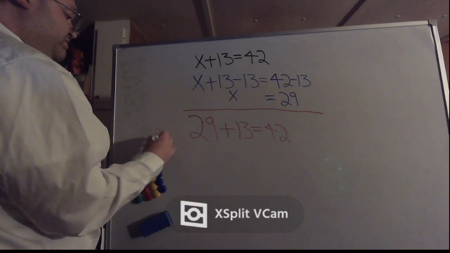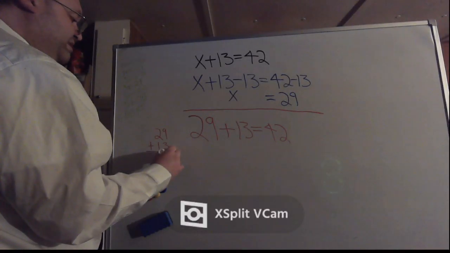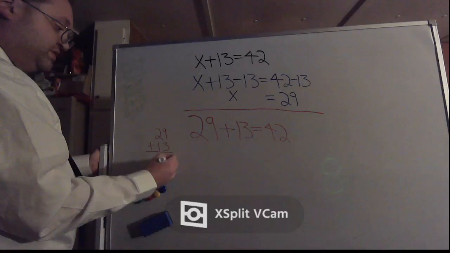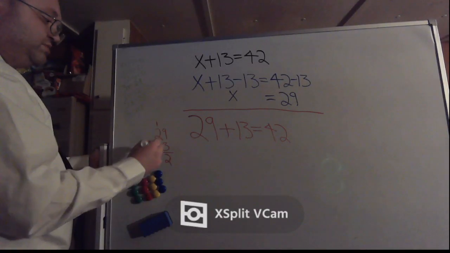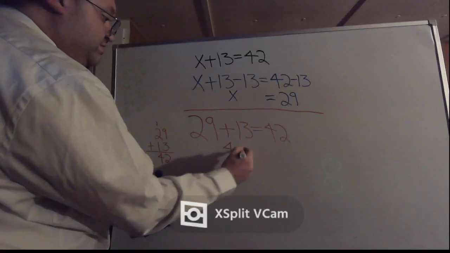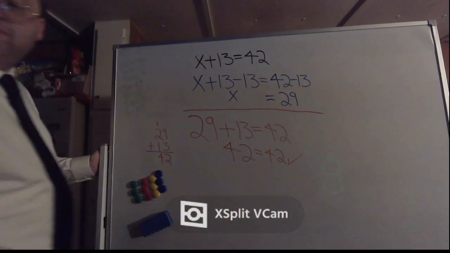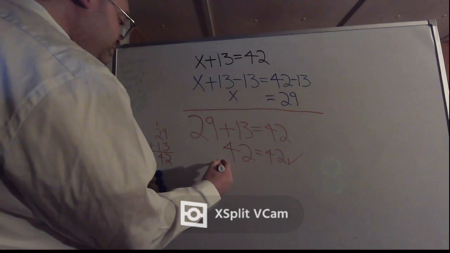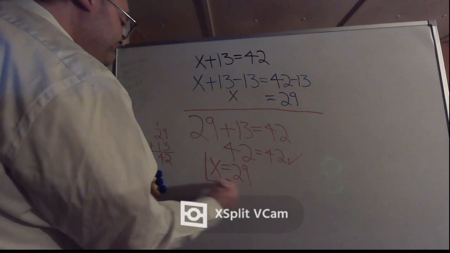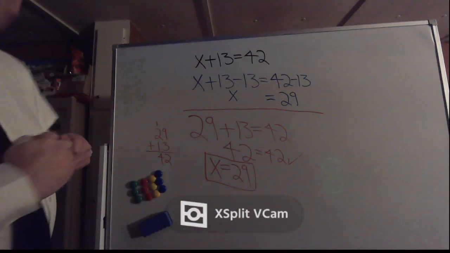I'd work that out on the side, 29 plus 13. Do your addition problem on the side of the piece of paper or a scrap piece of paper. 29 plus 13, 9 plus 3 is 12. Carry the 1. 1 plus 2 is 3, plus 1 is 4. In fact, it does equal 42. We know 42 equals 42. That's a true statement. So x is equal to 29. We can verify that that is the solution.